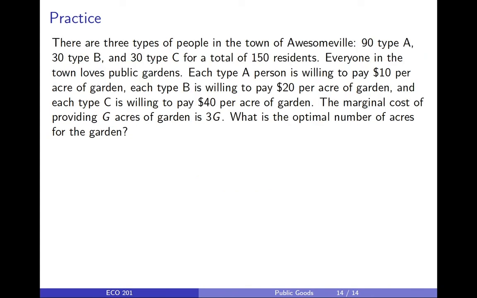This question is a little tricky. There are 3 types of people in the town of Awesomeville: 90 type A, 30 type B, and 30 type C, for a total of 150 residents. Everyone in the town loves public gardens. Each type A person is willing to pay $10 per acre of garden. Each type B is willing to pay $20 per acre of garden. And each type C is willing to pay $40 per acre of garden. The marginal cost of providing G acres of garden is 3G. What is the optimal number of acres for the garden?